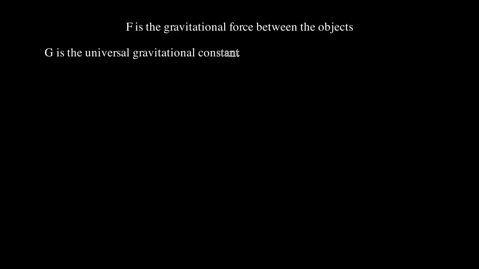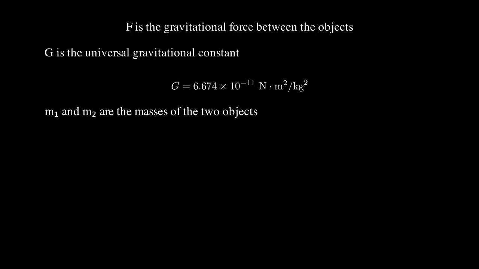G is the universal gravitational constant, which has the same value everywhere in the universe. The value of G is approximately 6.674 times 10 to the negative 11 newton meters squared per kilogram squared. M1 and M2 represent the masses of the two objects, measured in kilograms. R is the distance between the centers of the two masses, measured in meters.